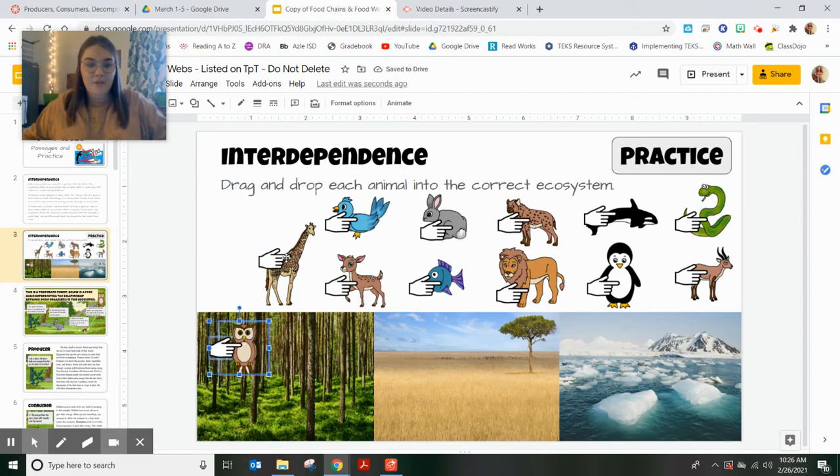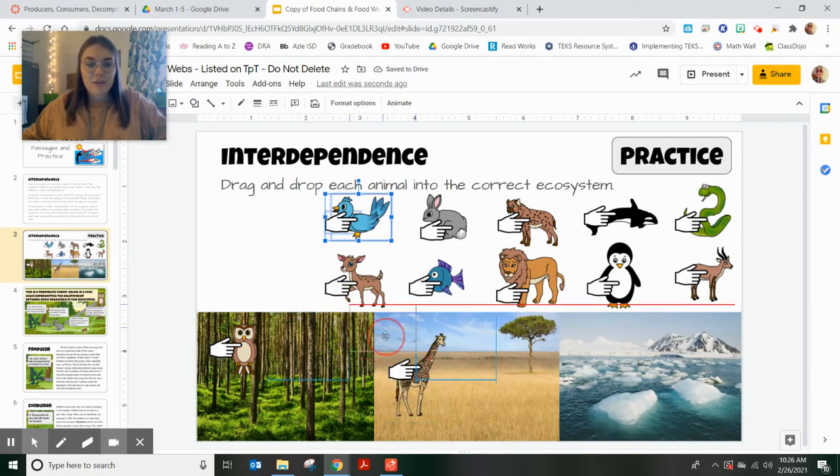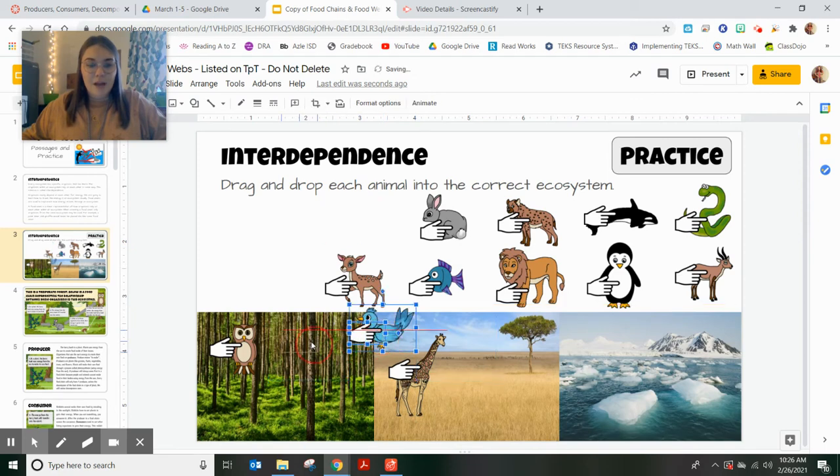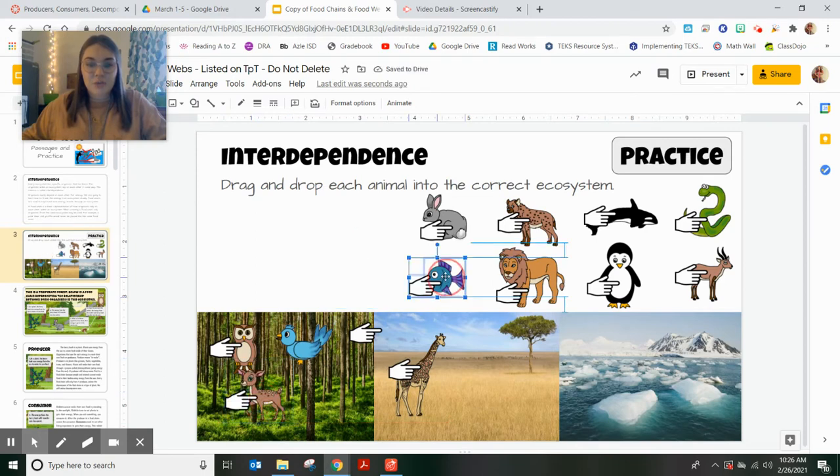What about a giraffe? Maybe right here. What about this bird? I'm thinking either this one or this one. But I would probably put it here. Whoa. What about this deer? I would probably put the deer in the forest too. What about the fish? Ooh, hard one. I'm going to put the fish over here because there are fish in this water.